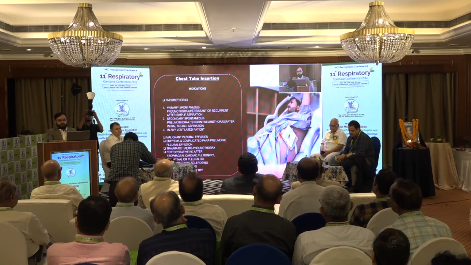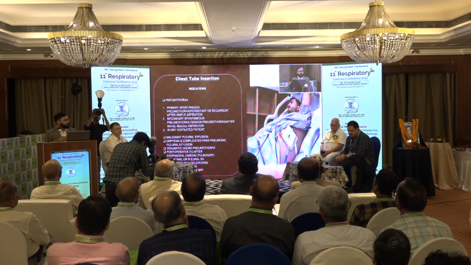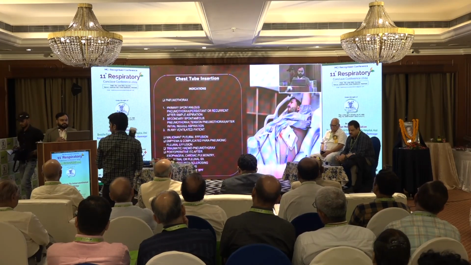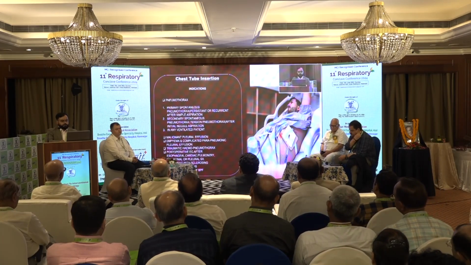Chest tube insertion, what are the indications? Pneumothorax: primary spontaneous pneumothorax, persistent or recurrent after simple aspiration; secondary spontaneous pneumothorax; tension pneumothorax after initial needle aspiration; and any ventilated patient if there is a pneumothorax. Malignant pleural effusion, empyema, and complicated parapneumonic pleural effusion. Traumatic pneumothorax, and post-operative cases, for example after esophageal, cardiac or pulmonary surgeries, and mediastinal or pleural surgeries. Treatment with sclerosing agents, which we call pleurodesis, can be done with the help of chemical agents or talc. Post-pneumonectomy BPF cases.